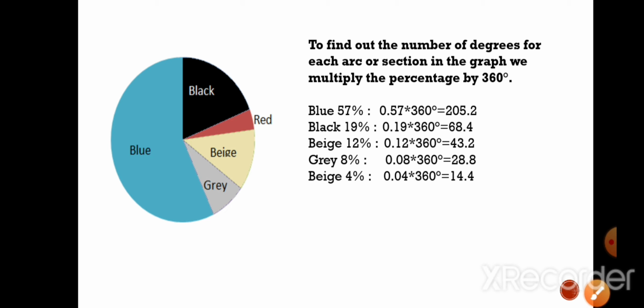When we want to draw a circle graph by ourselves, we need to rewrite the percentage for each category into degrees of a circle and then use a protractor to make the graph.